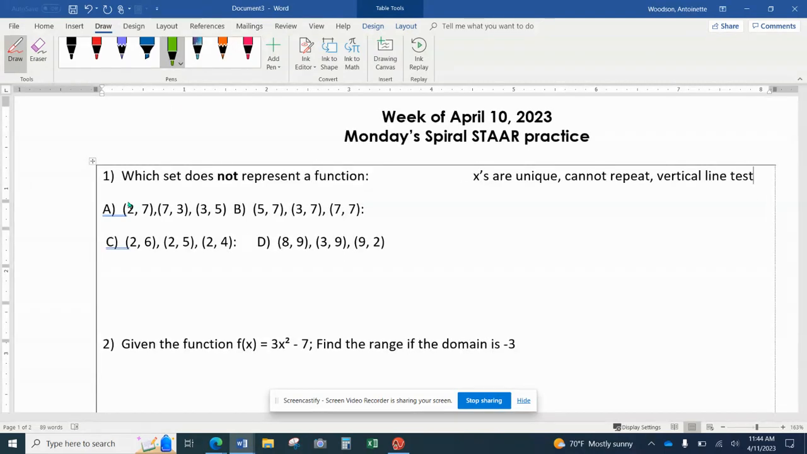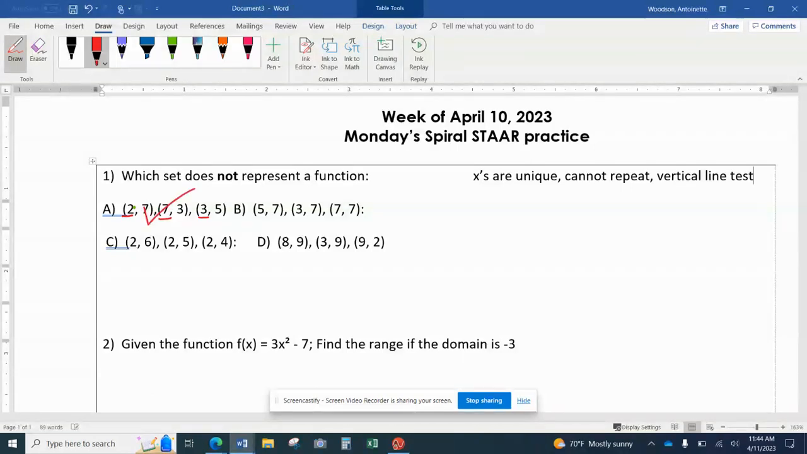Okay, so look at only the x value. We don't care about the other values. All we care about is x. So here's 2. For A, I've got 2, 7, and 3. Those are all different. So this one is yes, it's a function.